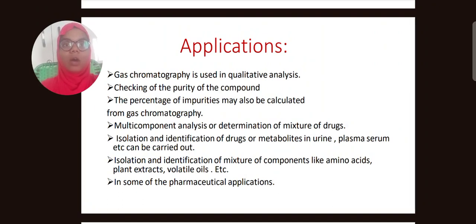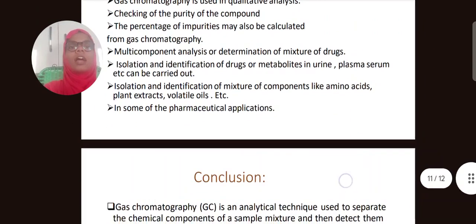can be carried out. Isolation and identification of mixture of components like amino acids, plant extracts, volatile oils, etc. In some of the pharmaceutical applications. And last one is conclusion.